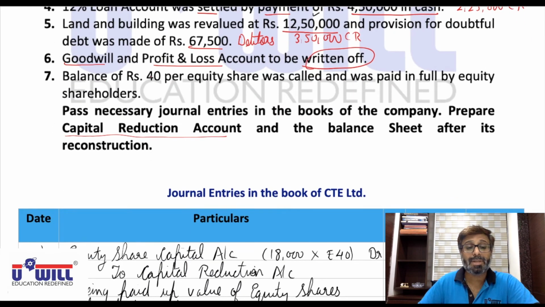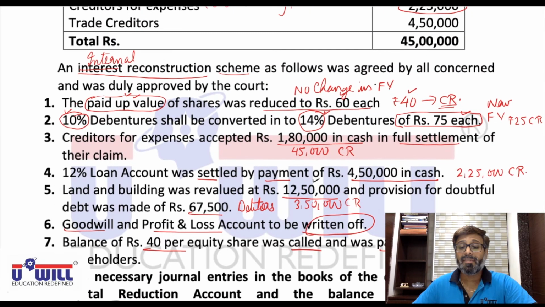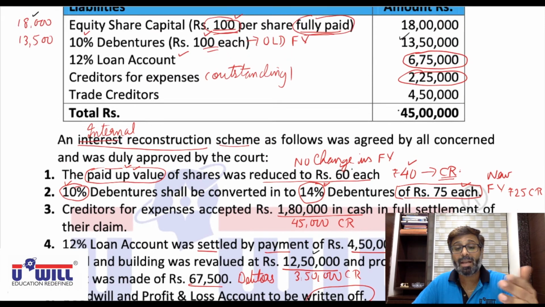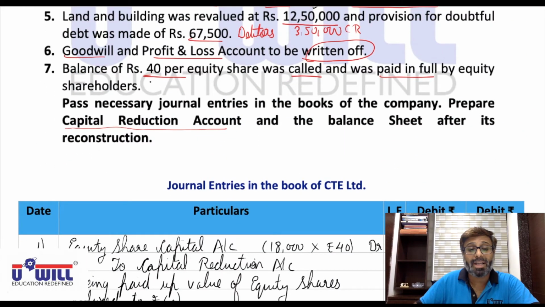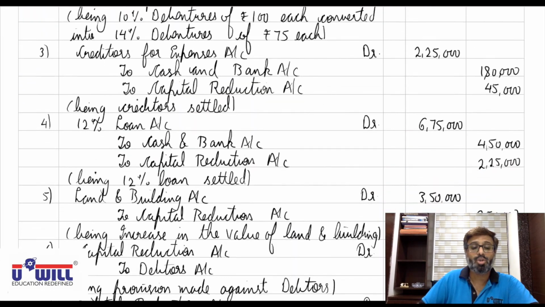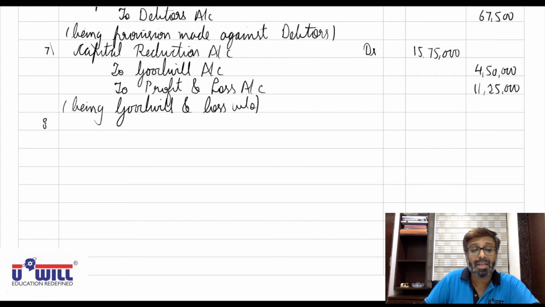Now 7th adjustment, balance of rupees 40 per share was called and was paid in full by equity shareholders. We discussed that face value was not changed, only paid up value was reduced to 60. So this 40, I told you in that past explanation also, can be called again by the company. We have done it in the last question also, and this 40 has been called by the company. So 2 entries will come for calling this money.